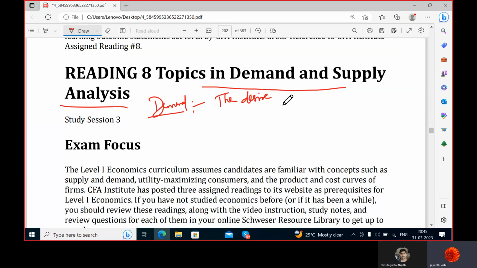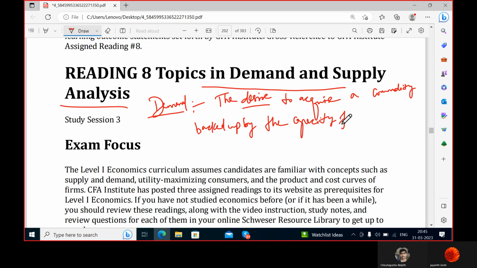I'm asking you, what is demand? The desire to acquire a commodity, but only desire won't be sufficient, correct? The desire to acquire a commodity backed up by the capacity to pay for that commodity is called demand.